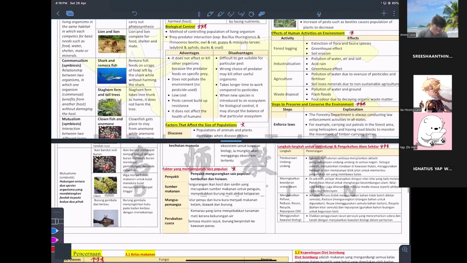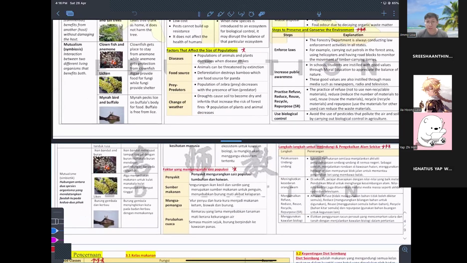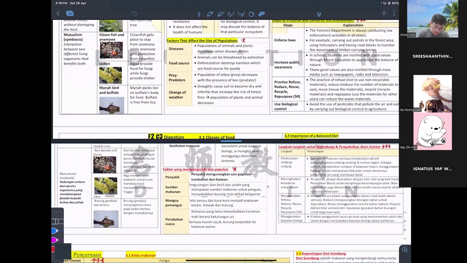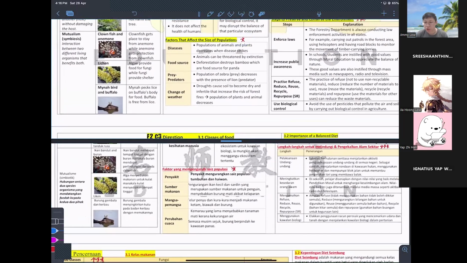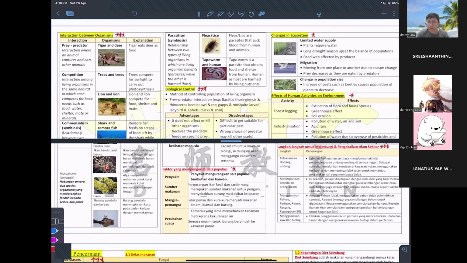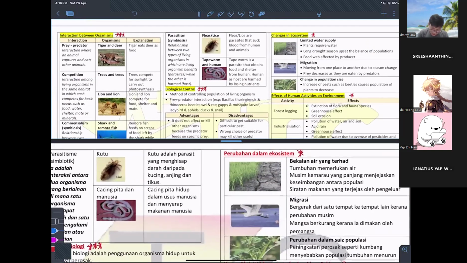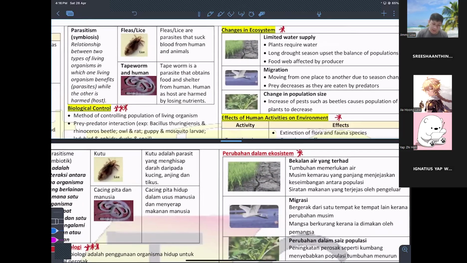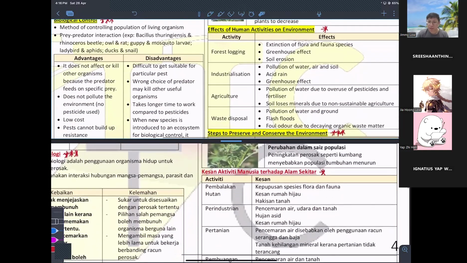So when it goes to the factors that affect the size of population, this one you just read through. Just read through. This one is not so important. Then changes in ecosystem as well. Just read through. Have the concept. No need to memorize.